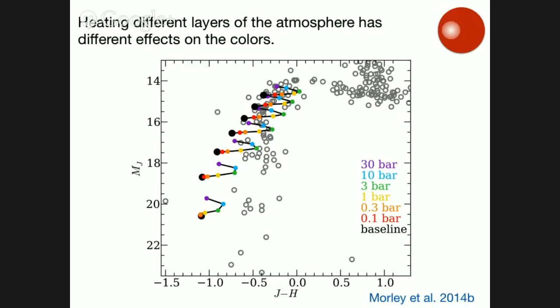So the baseline model is here, and then heating at different levels is shown as the colored points. You can see that in the near infrared, you change the most in color when you're heating in the middle of the atmosphere, right where your near infrared photosphere is. So that makes sense. And if you heat really deep in the atmosphere, you look like a slightly warmer version of yourself because you're heating the whole pressure temperature profile.